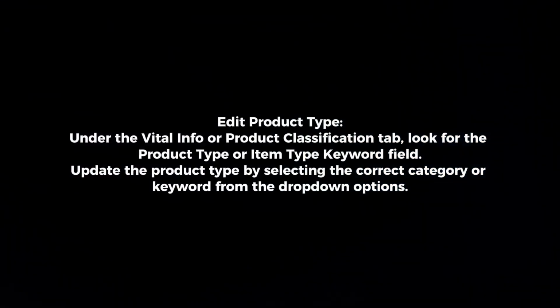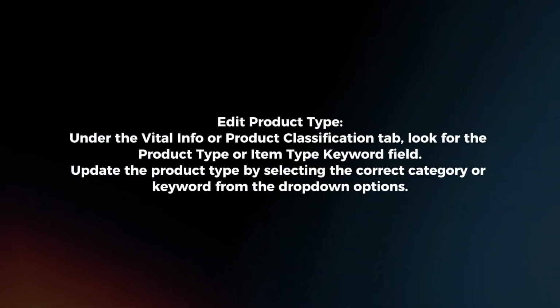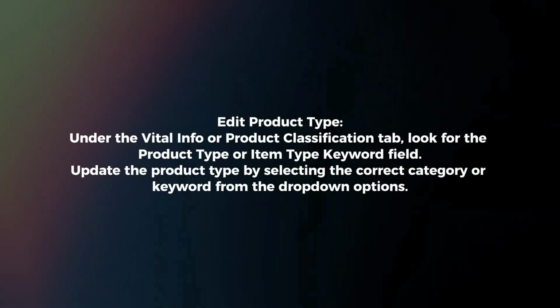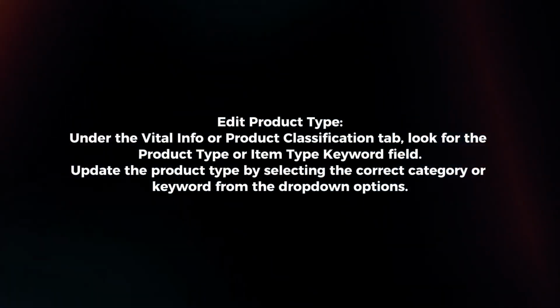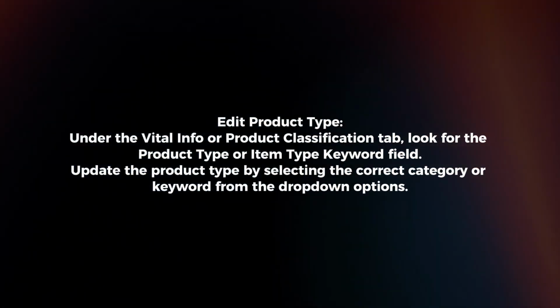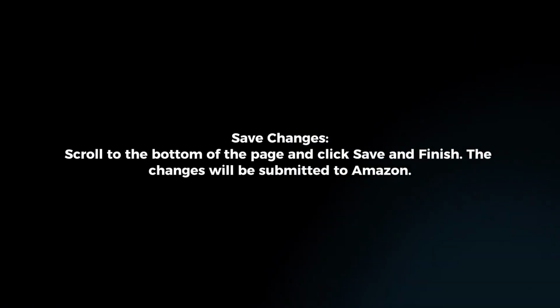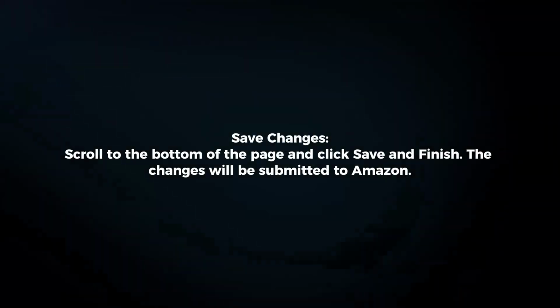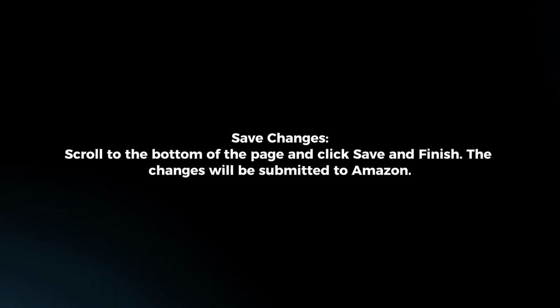Edit product type. Under the Vital Info or Product Classification tab, look for the product type or item type keyword field. Update the product type by selecting the correct category or keyword from the drop-down options. Save changes. Scroll to the bottom of the page and click Save and Finish. The changes will be submitted to Amazon.